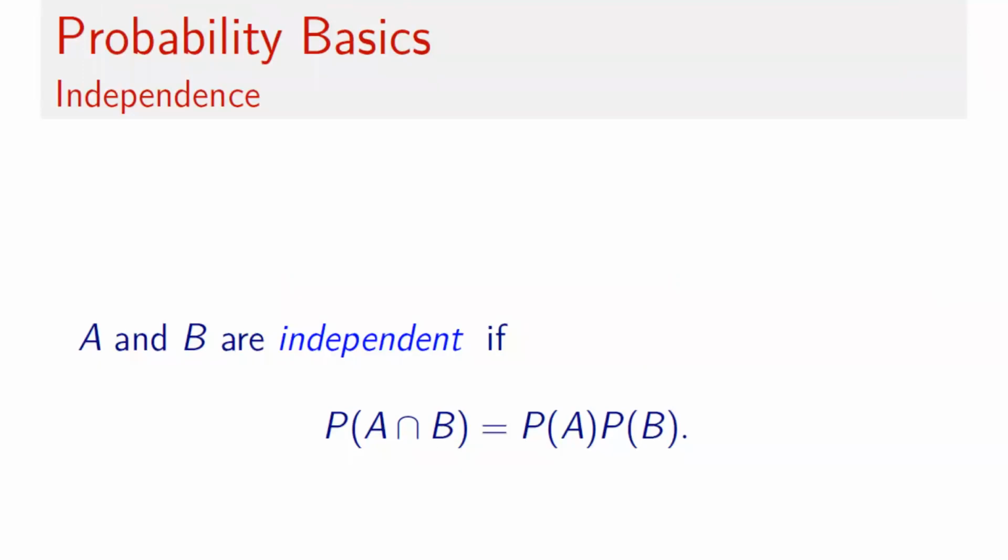Also, we can talk about independence. Independent events are those in which the occurrence of one has no effect on whether the other occurs. Therefore, the probability that both occur is the product of each occurring. As we can see here, for example, the probability of capital A intersection capital B is equal to the probability of capital A multiplied by the probability of capital B, because both events are independent.